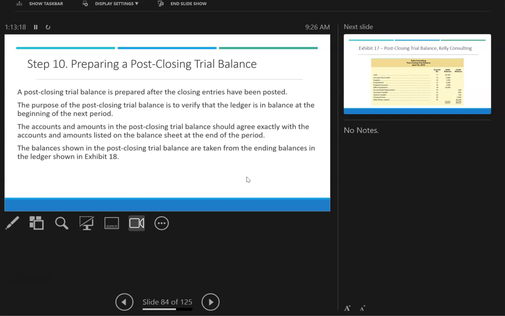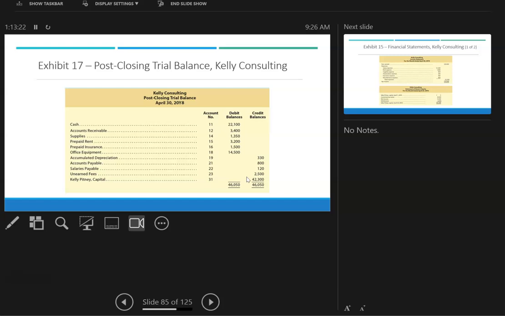Once we've done that, we will finally prepare a post-closing trial balance, and this post-closing trial balance only shows permanent accounts, which are assets, liabilities, and stockholders' equity, the capital account. Guys, it's that simple.